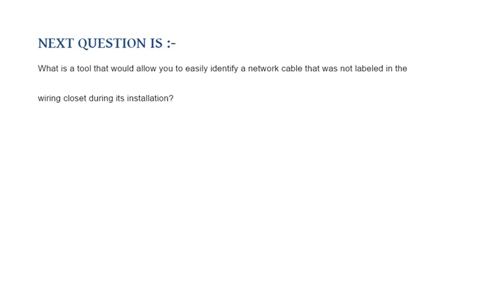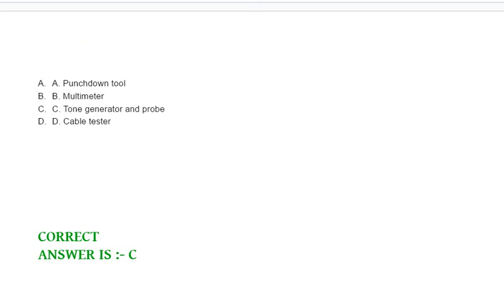Next question is, what is a tool that would allow you to easily identify a network cable that was not labeled in the wiring closet during its installation? Option A. Punch down tool. Option B. Multimeter. Option C. Tone generator and probe. Option D. Cable tester. Correct answer is option C.